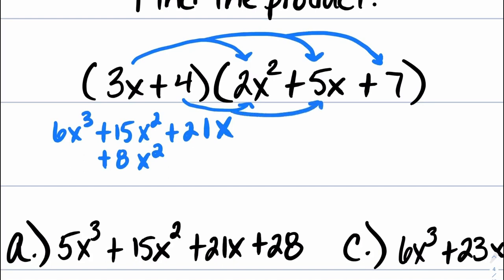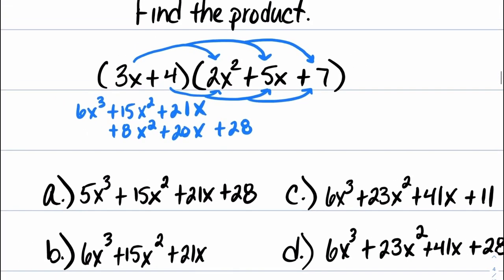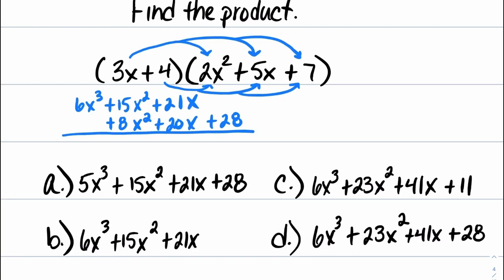4 times 5x is 20x. 4 times 7 is 28. Now when I get ready to combine my like terms, they're already lined up. I get 6x to the third power, 15x squared plus 8x squared is 23x squared. 21x plus 20x is 41x. And then bring down your plus 28, giving me my final answer of answer choice D, it looks like.